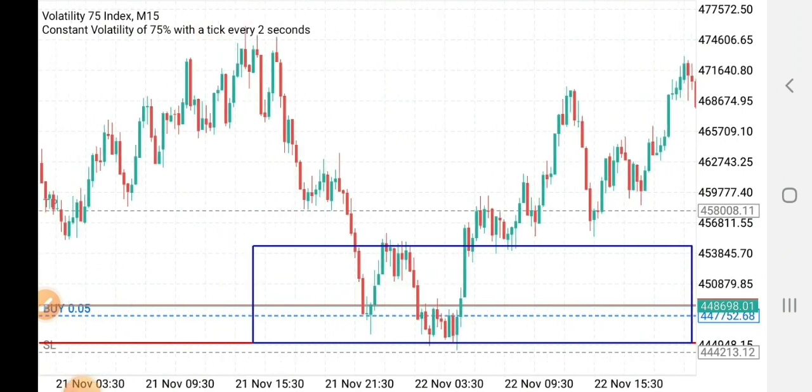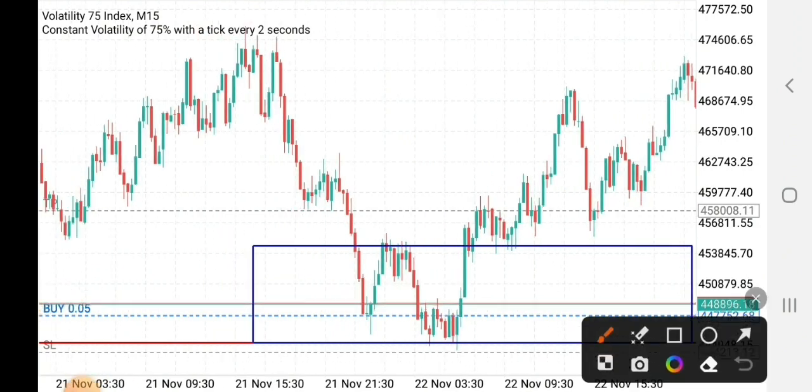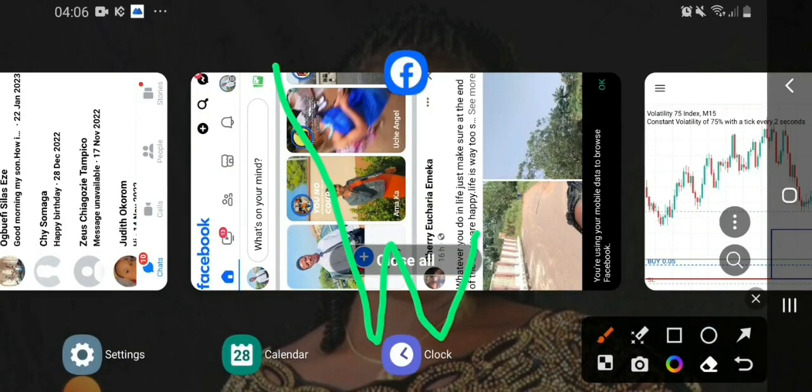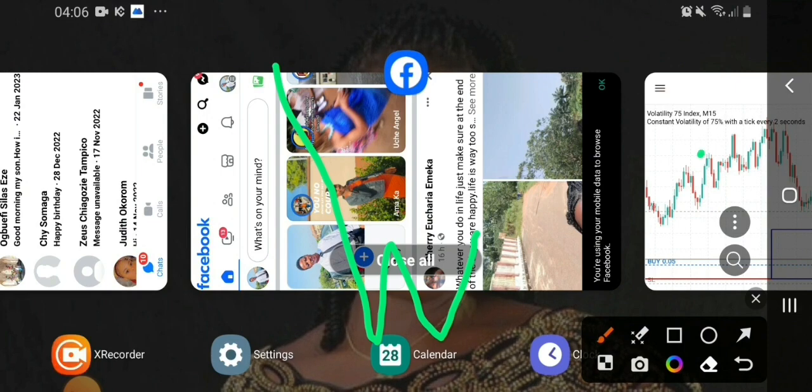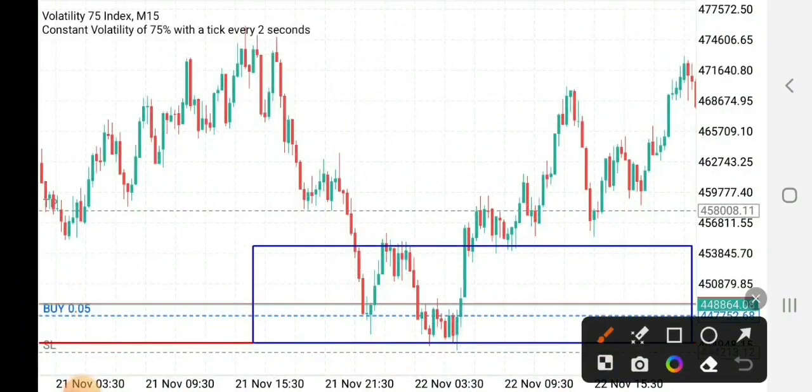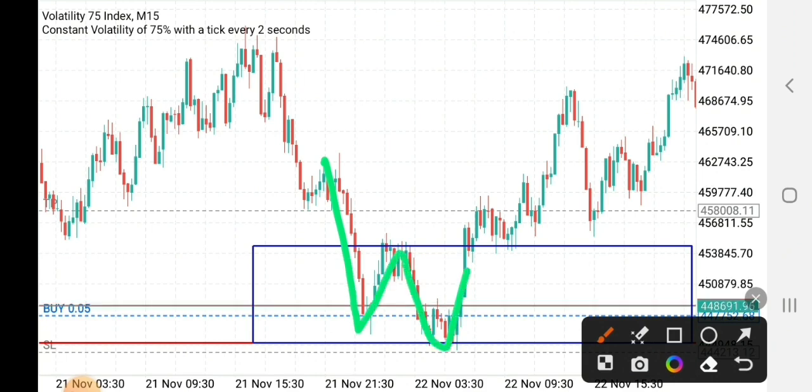Can you see what's happened? The price in that second leg of the W pattern created another W pattern, a mini W pattern at that zone. So the price created a mini W pattern at that zone, which you can clearly see. Okay, so this is exactly what you want.